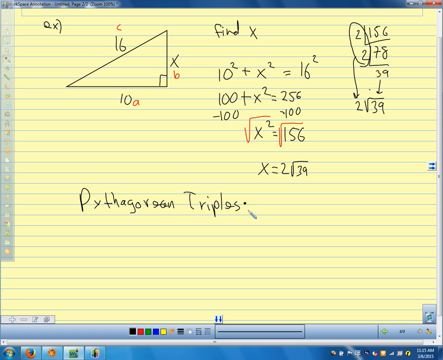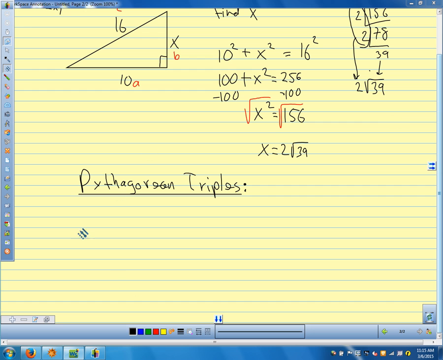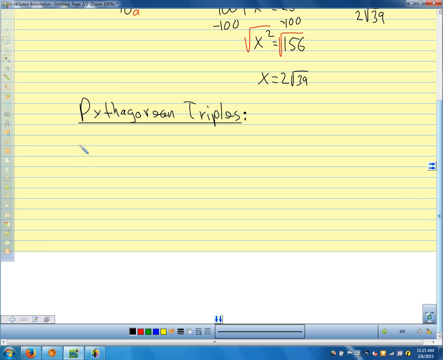So these are just three whole numbers that work in the Pythagorean theorem. A few examples. There's one that comes up a lot. Does anybody know a Pythagorean triple? 3, 4, 5. That one comes up a lot. By the time you get to pre-calculus, you'll know a 3, 4, 5 triangle is a right triangle. That's the sides of a right triangle. So these would be the 2 legs, and this would be the hypotenuse.